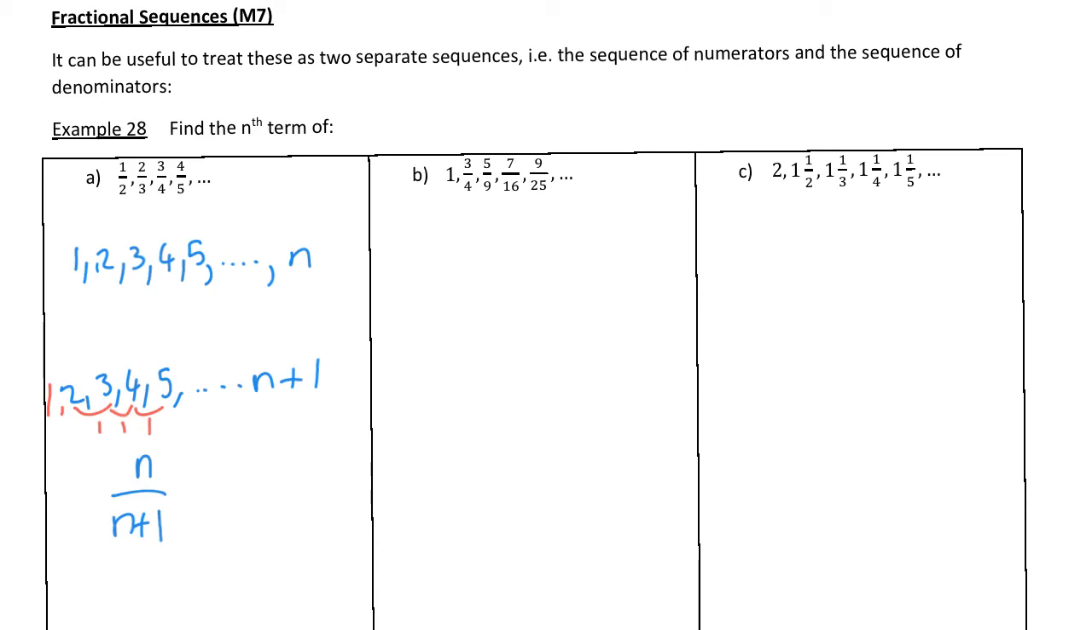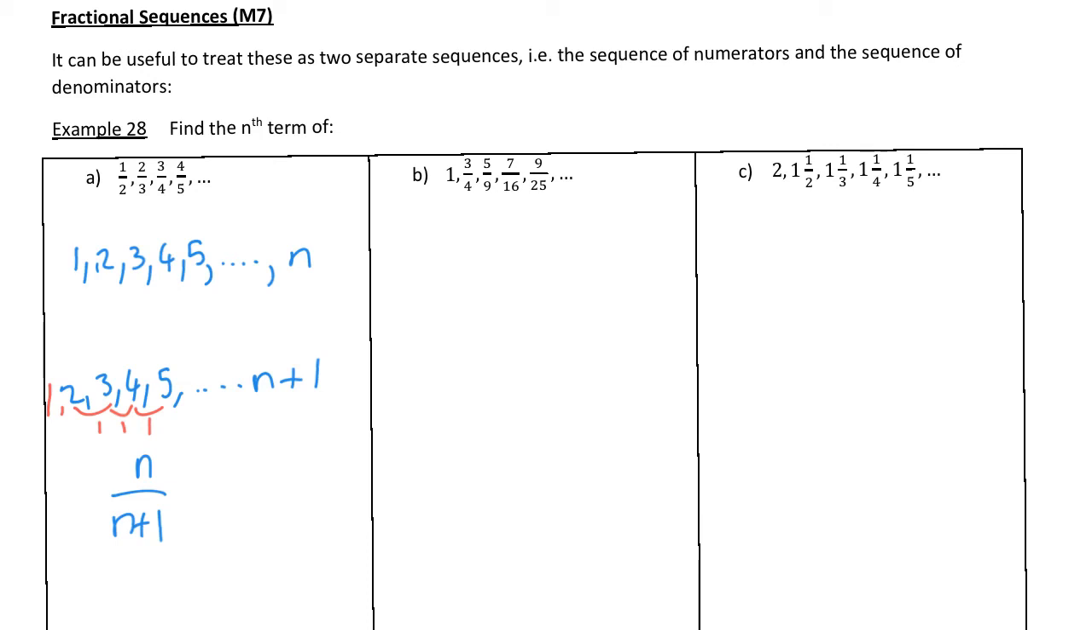Example B, we've got the sequence 1, 3/4, 5/9, and so on. Now, I'm going to write that slightly differently as 1 over 1, 3 over 4, 5 over 9, 7 over 16, and 9 over 25, so that it's of the same form. Now the bottom numbers, the denominators, hopefully they're screaming out to you that they're the square numbers. So the denominator is going to be n squared.